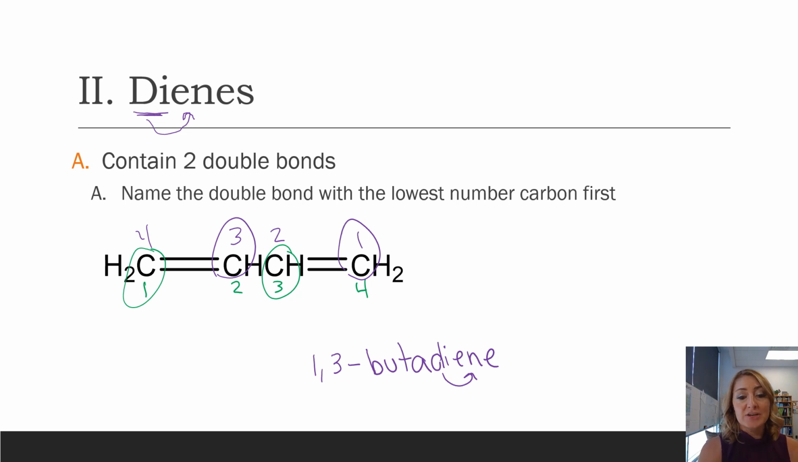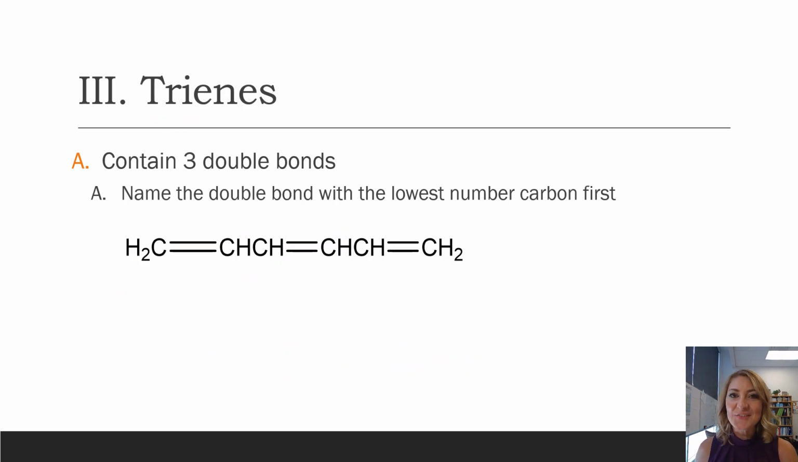If I had a branch, which I don't in this, but if I had a branch, you would put that at the beginning of the name, alphabetized. Again, we're giving precedence to the double bonds for numbering, so whatever number they wind up being is what number they wind up being. All right, so we learned that alkenes have a single double bond, dienes have 2 double bonds, a triene has 3 double bonds in it. So again, we're going to make sure that we're counting in a direction for our parent chain that's going to give the first carbon in the double bond the lowest number possible.